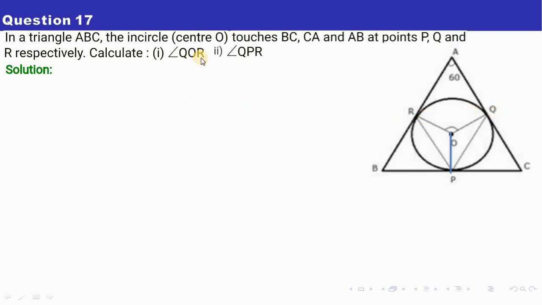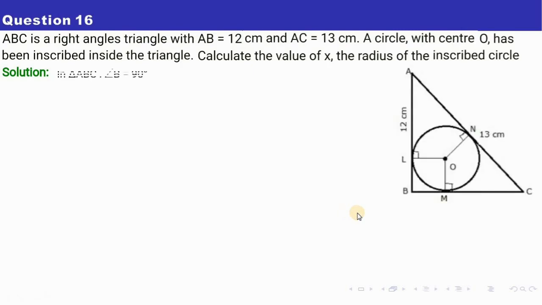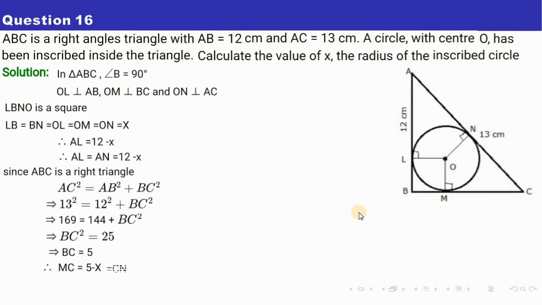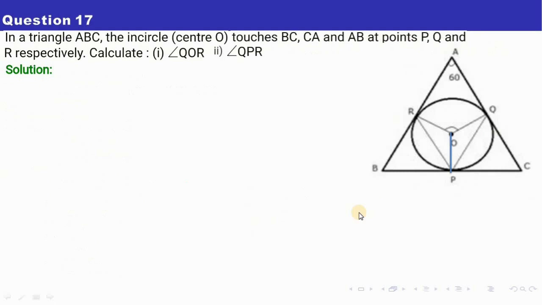So you need to calculate angle QOR. Let us see where QOR is. Oh, sorry, QOR. So this is my QOR, so basically we need to calculate this angle. And another is QPR. Let us see where QPR is. QPR means we need to calculate this angle. So let's go to our question. Basically we need to calculate this angle.